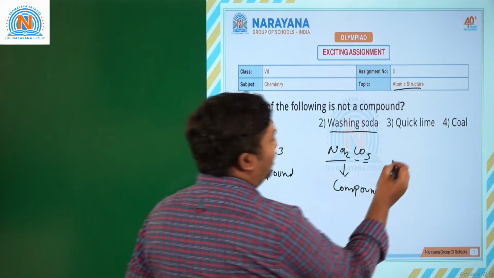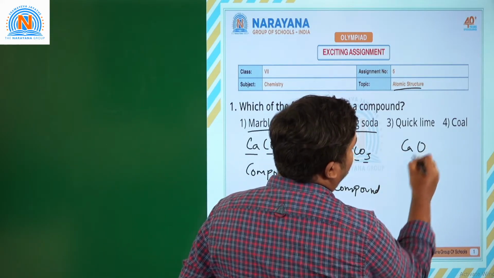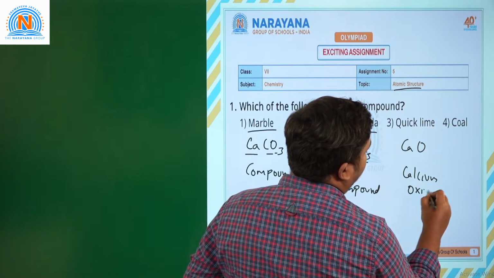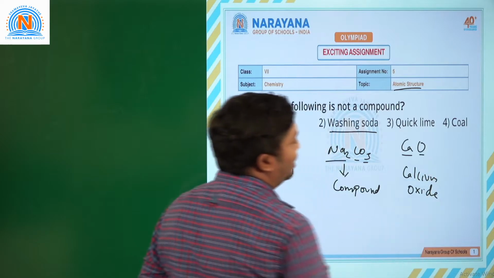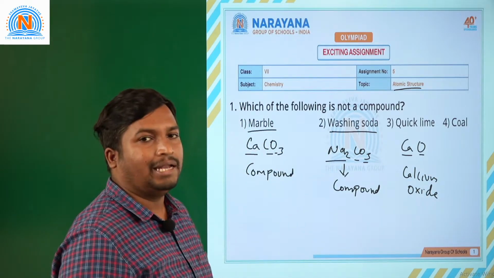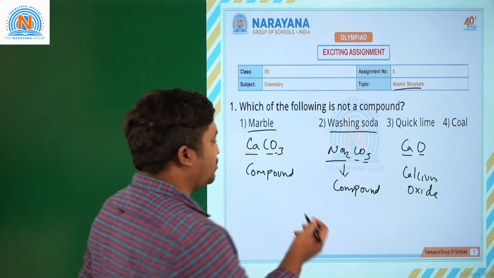Next, quicklime. Quicklime means it is calcium oxide. Calcium oxide. Again here it has two elements. So calcium element and oxygen element are reacting to form calcium oxide chemically. Therefore it is also a compound.